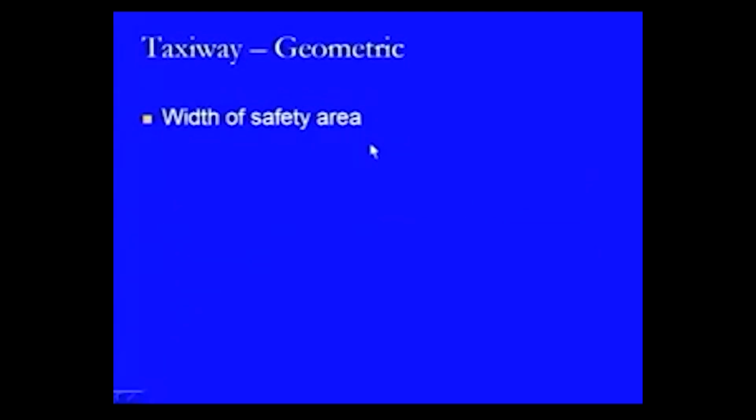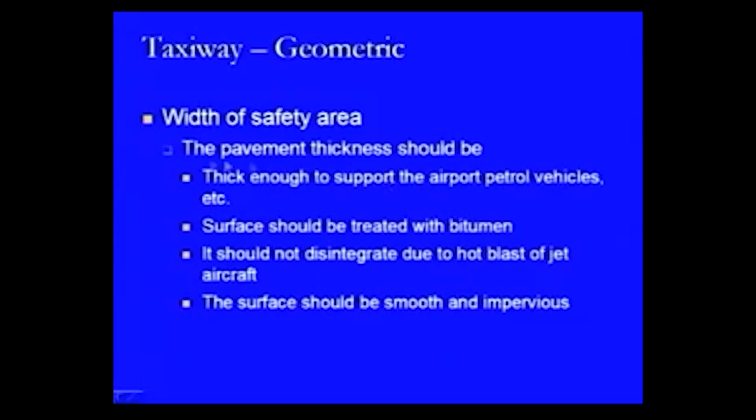Now we look at the width of the safety area. That is another geometric feature. In this case, the pavement thickness should be thick enough to support the airport patrol vehicles, etc. That is one thing. Another thing is that the surface should be treated with bitumen and it should not disintegrate due to hot blast of the jet aircraft, and the surface should be smooth and impervious. We have already seen what should be the width of the safety area, but apart from that, there are certain things which need to be taken care of with respect to pavement thickness that have been enumerated at this point.